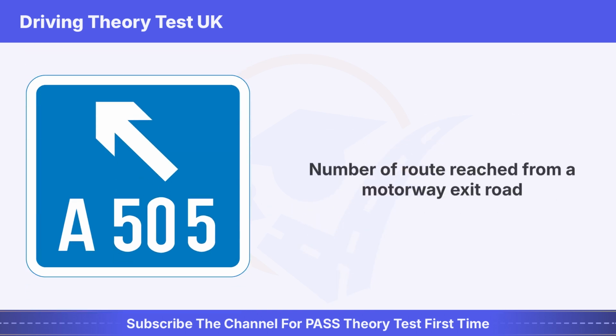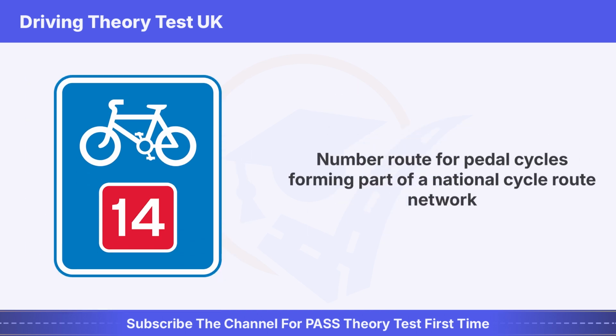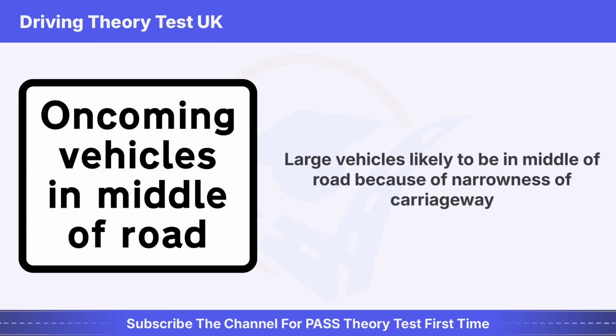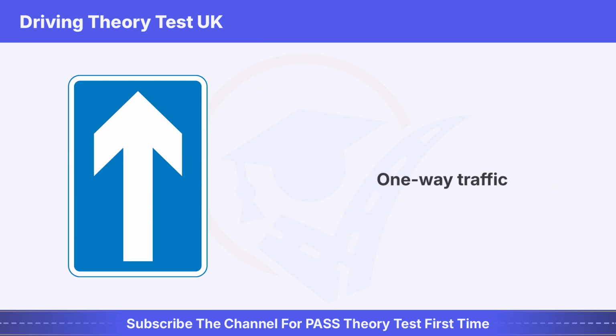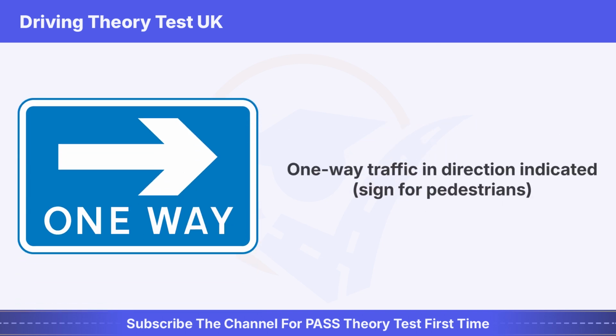Number of route reached from a motorway exit road. Number route for pedal cycles forming part of a national cycle route network. Large vehicles likely to be in middle of road because of narrowness of carriageway. One-way traffic. One-way traffic in direction indicated, sign for pedestrians.